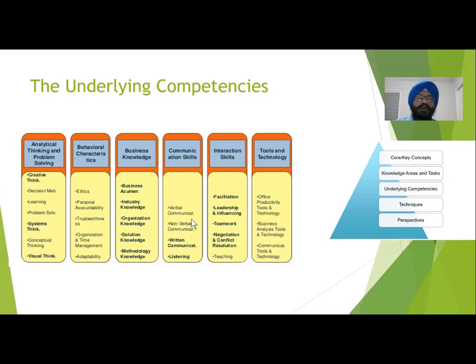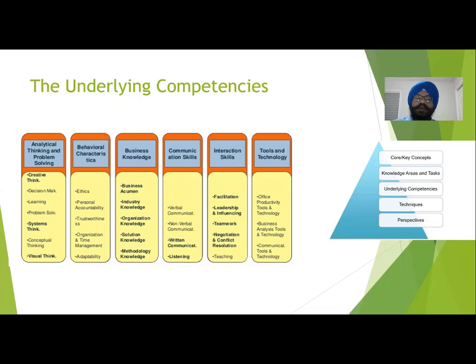Communication skills: verbal, non-verbal, written, listening. All those things are very important, because as a business analyst, our job is to keep on talking. And I will say, instead of a lot of talking, keep on listening as well, so that we understand the intention of the other person, what exactly they want to convey, and document and get it reviewed from the stakeholder.